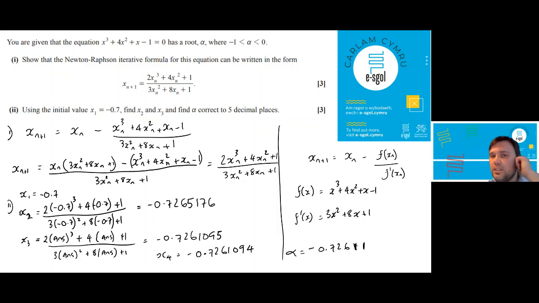A question might ask you, when would you not use Newton-Raphson? The best way I can describe it is you would pick the best tool that you've got in your arsenal for the job. If you were just trying to work out whether there was a root there, you would use the sign change, whether it was a plus or a minus. You wouldn't use Newton-Raphson for that.